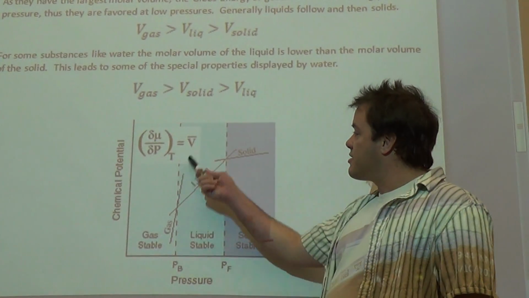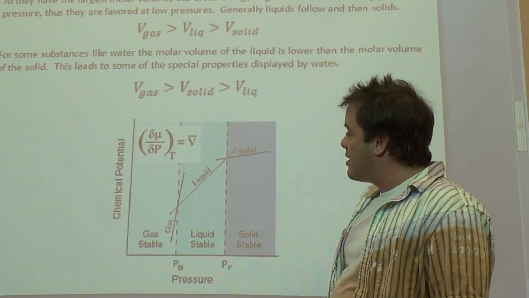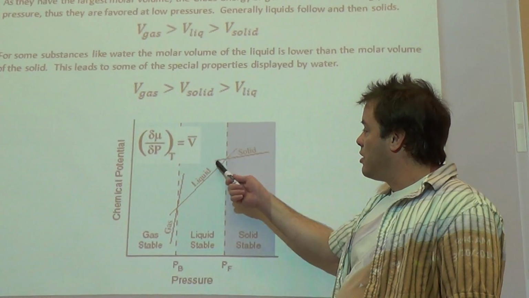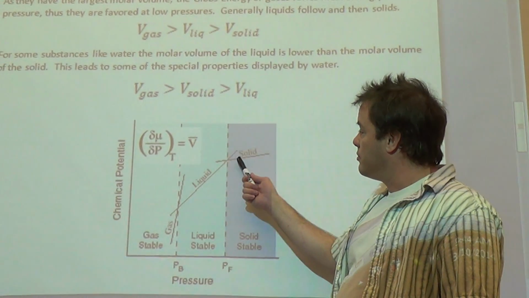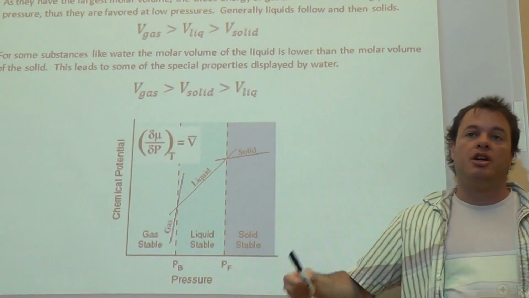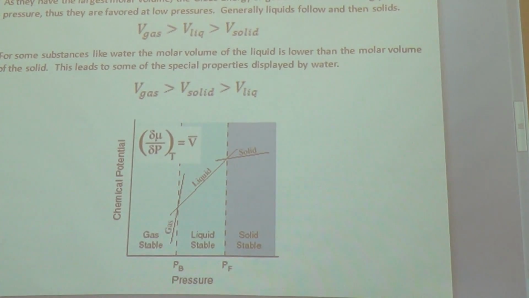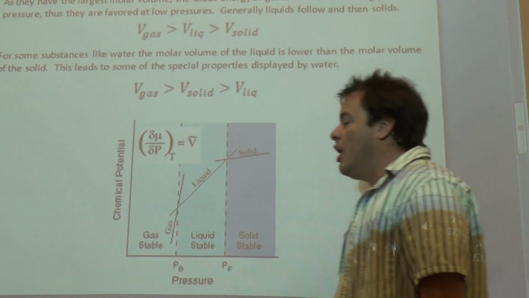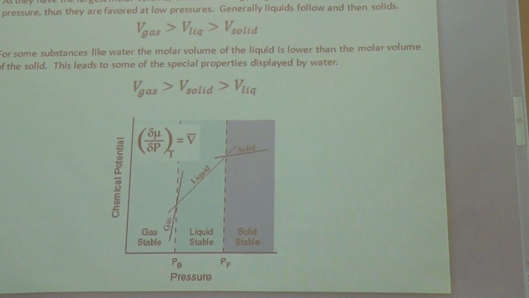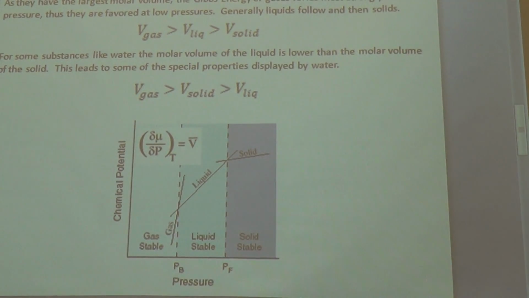As pressure increases, Gibbs free energy of the gas spikes, and so it ends up being that the solid is the one with the lowest Gibbs free energy at high pressures. So we looked at it from that argument, just looking at plots of the Gibbs free energy.